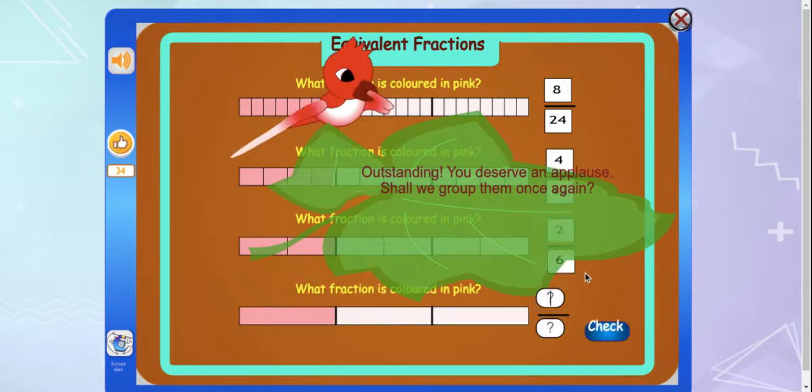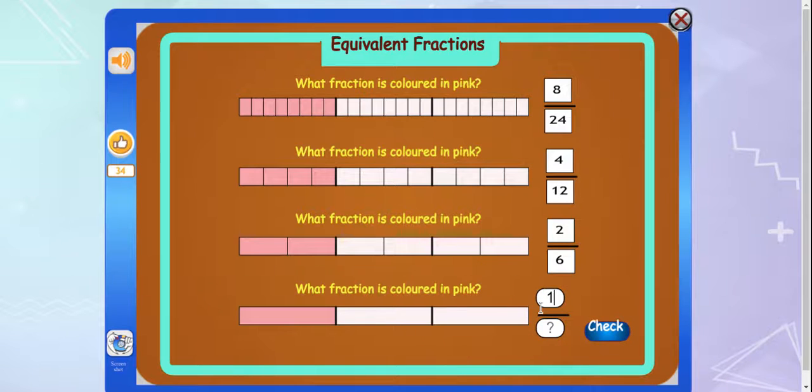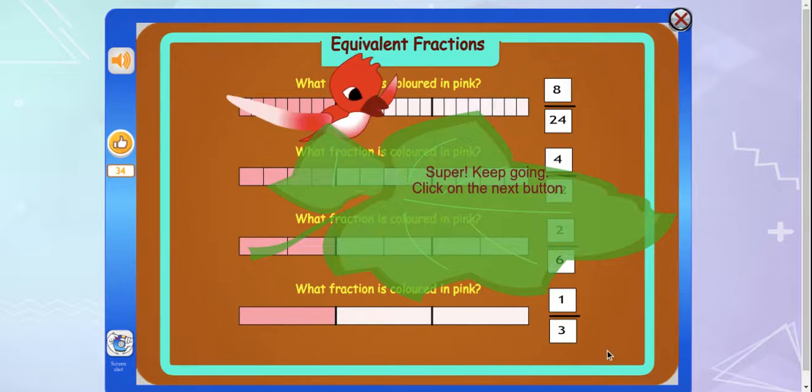Outstanding. You deserve an applause. And again I can combine two boxes at a time and I'll finally end up at 1 upon 3. And again you can see that all these things are equivalent fractions. Keep going.